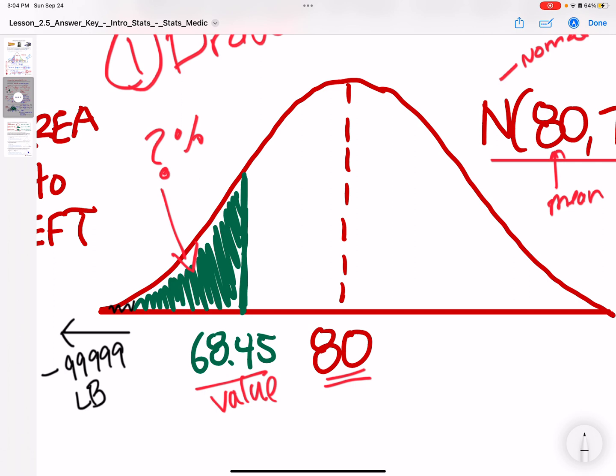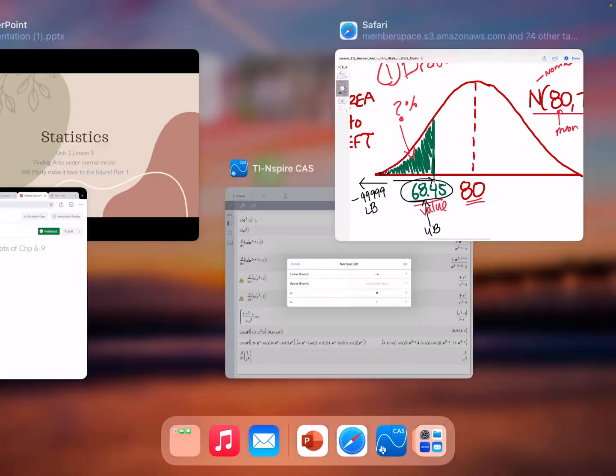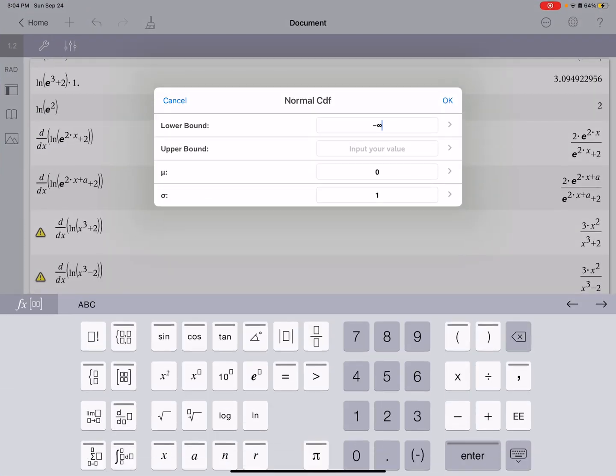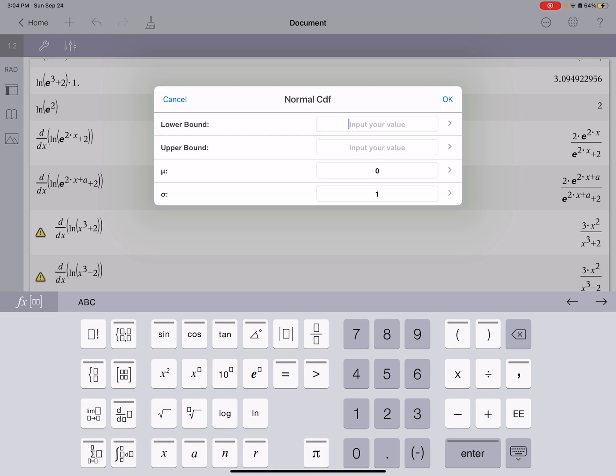Upper bound is all the way to the right until it's shaded. Well, it stops being shaded here at this value at 68.45. So that's my upper bound. So that's where my values are coming from. So here we go. It's already at negative infinity because I have a CAS, but the calculators at the school don't do that. So then I'm going to use 68.45.